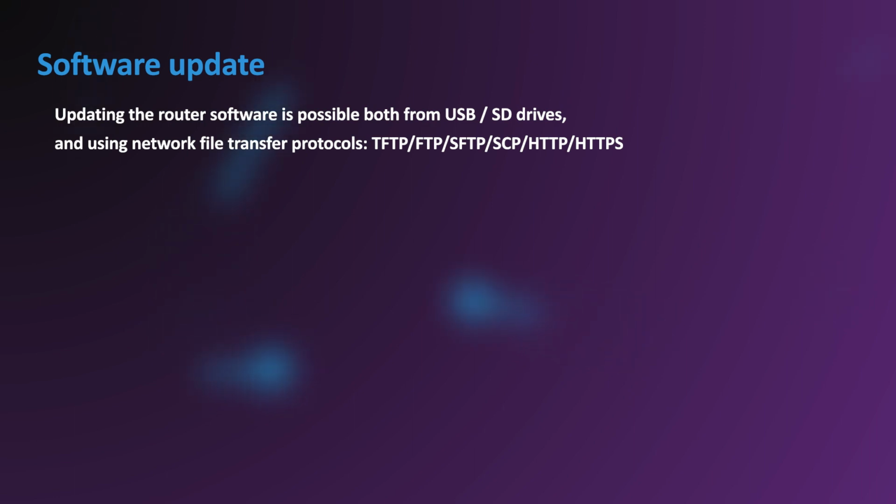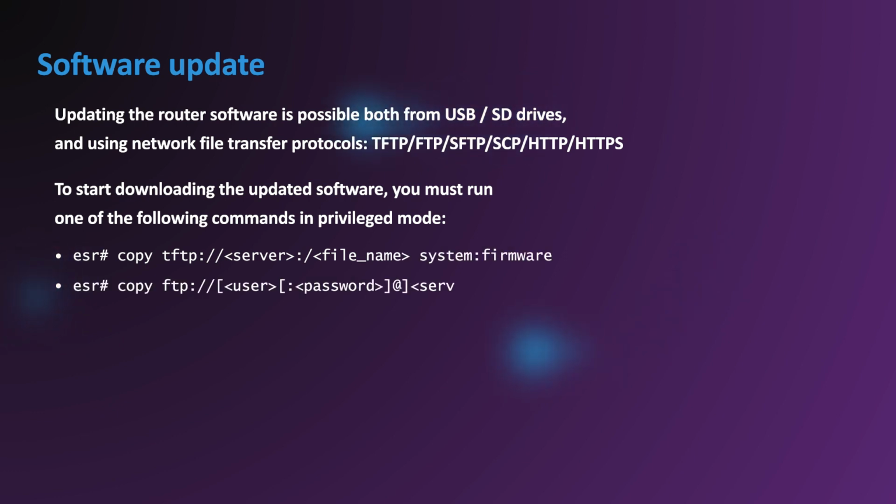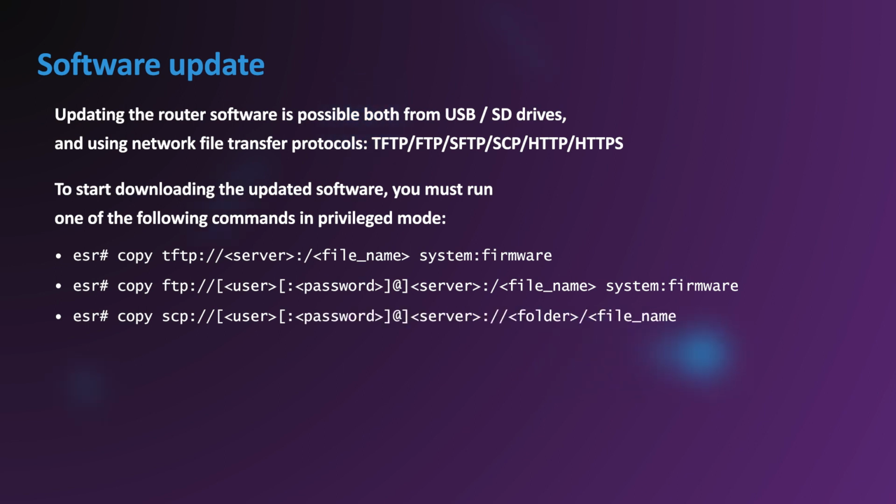To copy, the copy command is used, indicating the source of the copy and the section where it is made. For example, the slide shows several sample commands for copying a file over TFTP, FTP or SCP protocols to the system section firmware. This section is shown on the screen for a reason. It is into it that the software image should be written for use on the router.